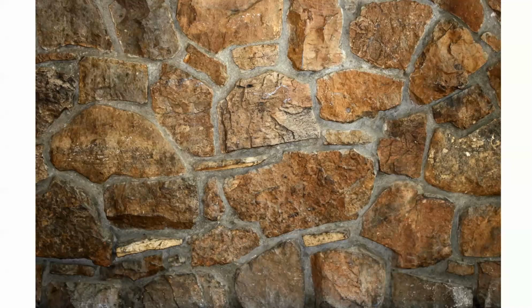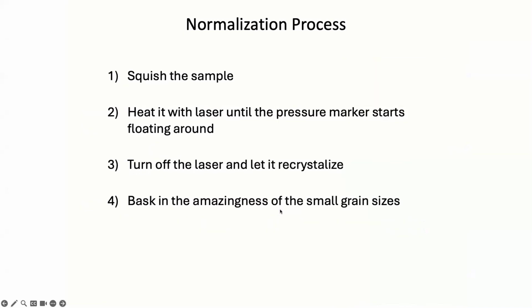So what you really want to do is have something that looks more like this, so that it compresses more uniformly around it. This kind of regularization is done all the time in metallurgy, so I'll skip over this. But what we do is we squish the sample, and then we hit it with the CO2 laser and melt it, and then we turn the laser off, and it recrystallizes really quickly.